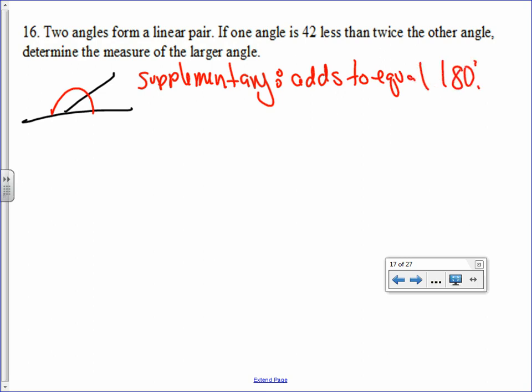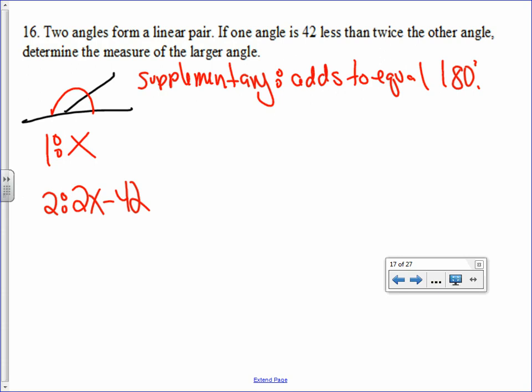Now it says one angle is 42 less than twice the other angle. Well, that goes back to what you learned in Algebra 1. You need to create expressions. I don't know what the other angle is, so I'm going to call it x. The other angle is 42 less than twice that. Twice that, 42 less than that. Those are your expressions. That goes back to Algebra 1. I know you hated that topic back in Algebra 1, but you can see it sometimes in geometry.